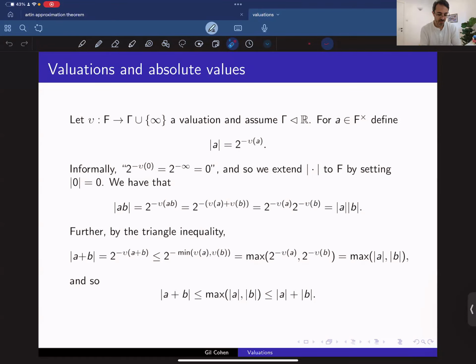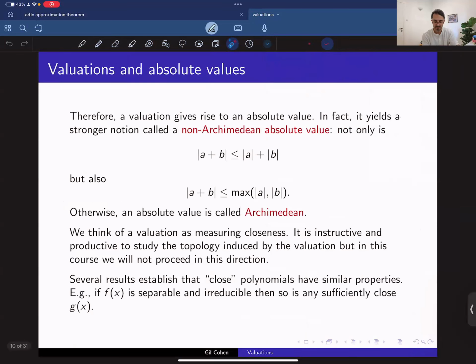Okay, so what we've just shown is that a valuation induces an absolute value, but something actually stronger than an absolute value. And it has a name. So if you have an absolute value for which what we have holds, and not just the usual triangle inequality, that's called a non-Archimedean absolute value. It's a stronger thing, and it is easier to handle. It has more structure. In any case, what we got is a non-Archimedean absolute value, in particular an absolute value. And because of all of this discussion, you can think of a valuation as measuring closeness, right? It produces an absolute value.